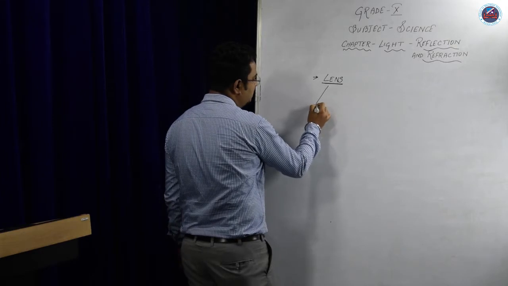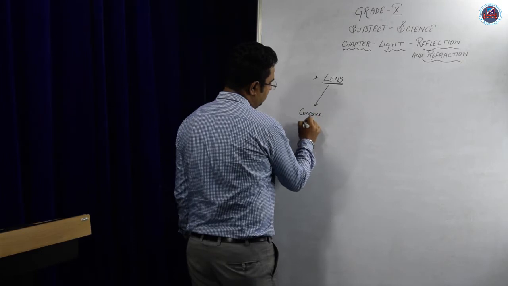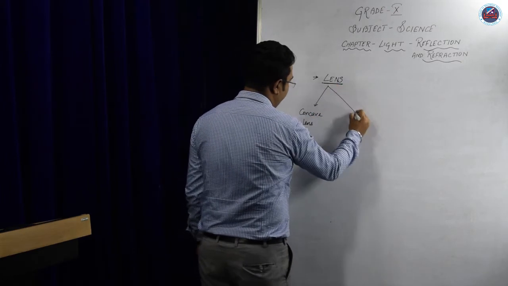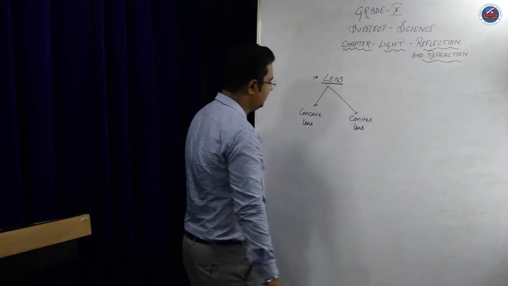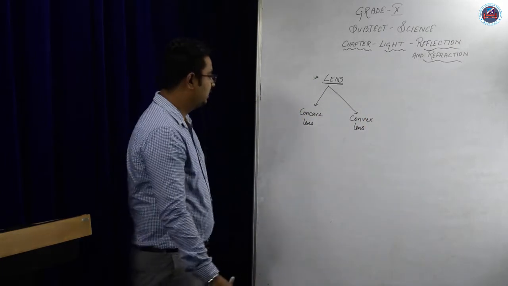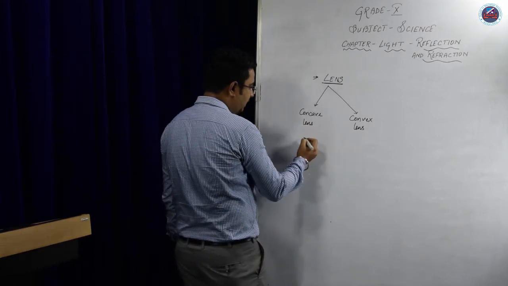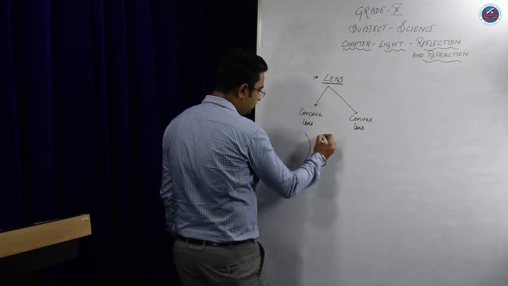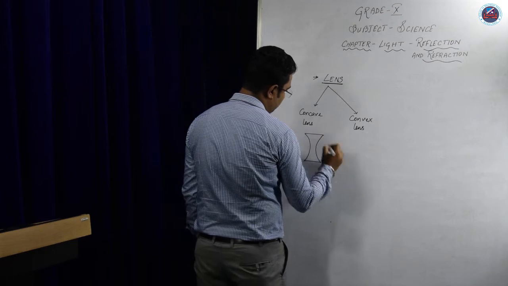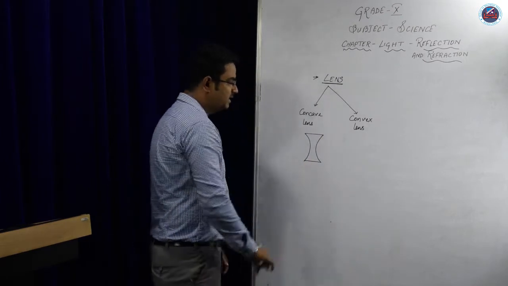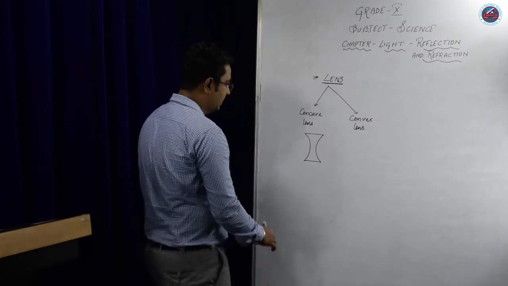First type of lens, like the mirror, we have the concave lens. There is another type which is called a convex lens. Now what are concave and convex lenses? Concave lens, I'll try to draw a picture of it. A concave lens basically looks like this. This lens is also called a diverging lens.